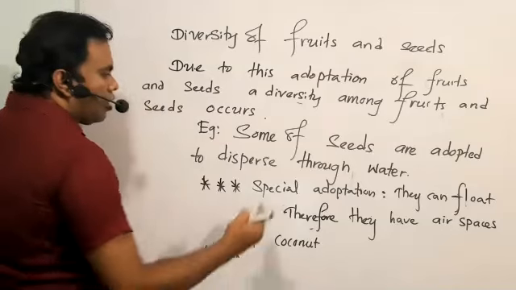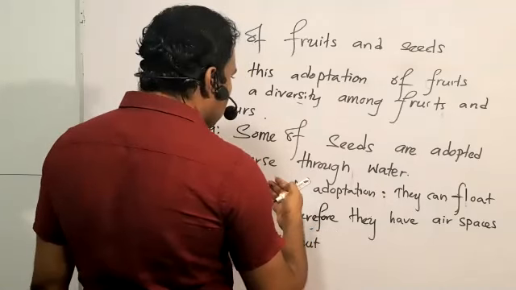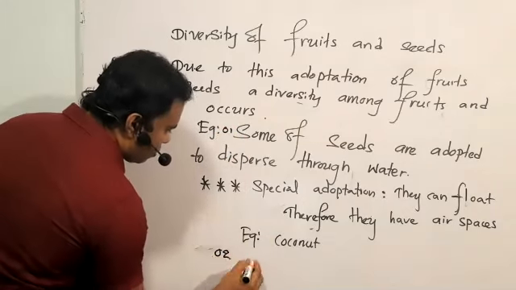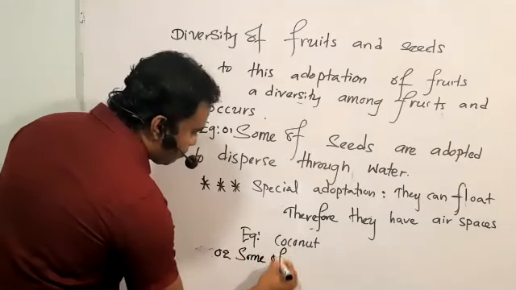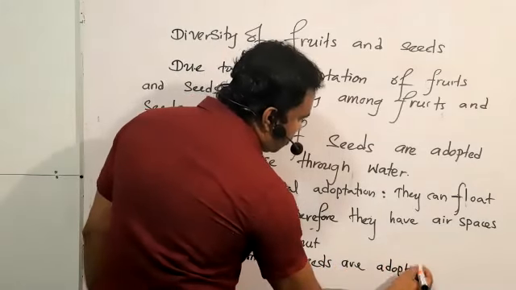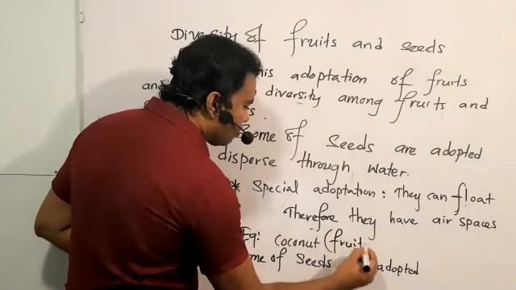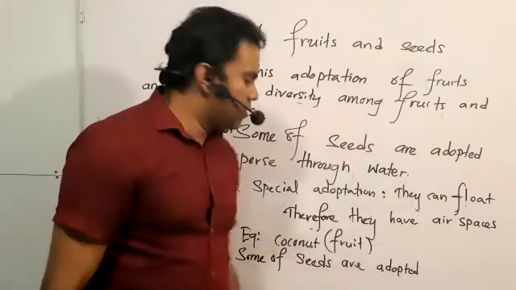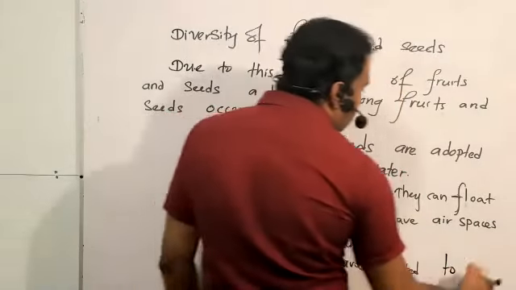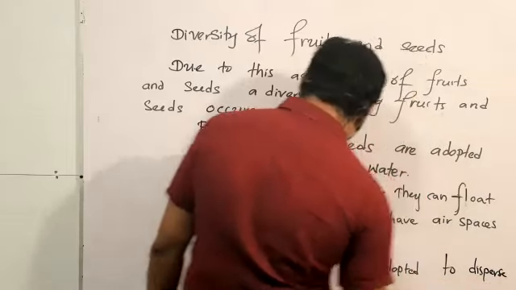Some of the seeds are adapted. So coconut is a whole fruit. Okay, so that's a fruit. Fruit with the seed. Some of the seeds are adapted to disperse by the wind.